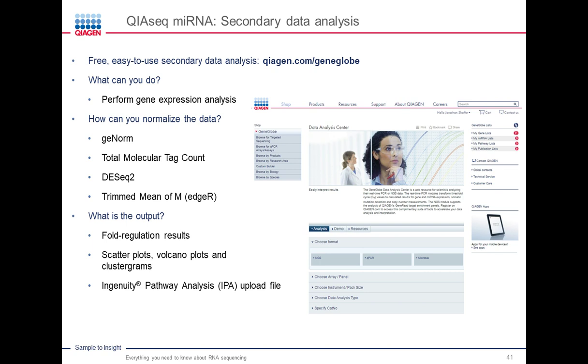Following primary analysis, we also have secondary analysis. And secondary analysis is your differential expression analysis. There's a variety of ways to normalize your data, including GNorm, total molecular tag counts, DESeq2, and trimmed mean of M, and basically you get a fold regulation output.